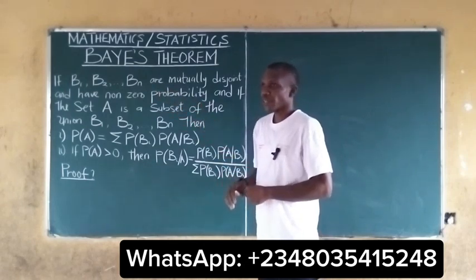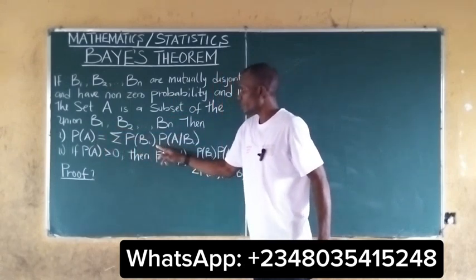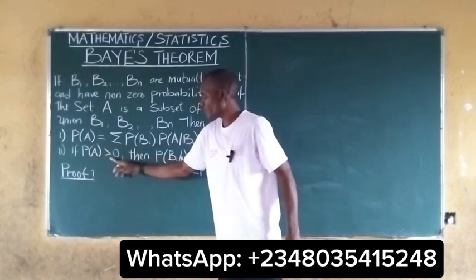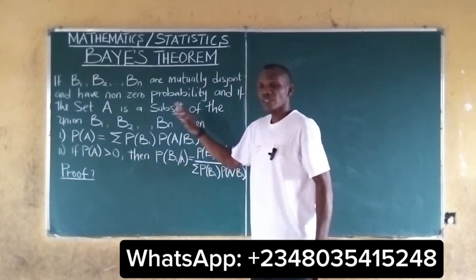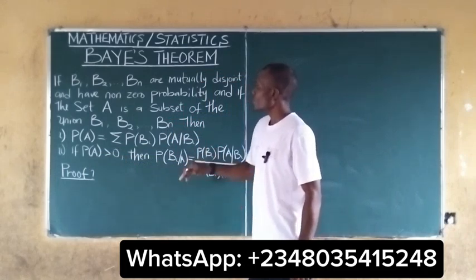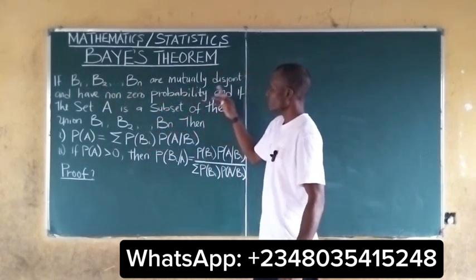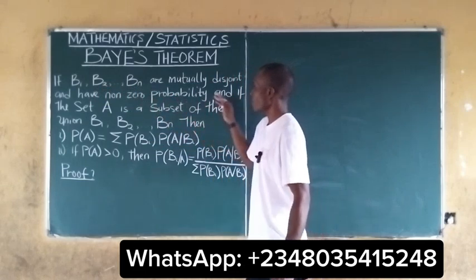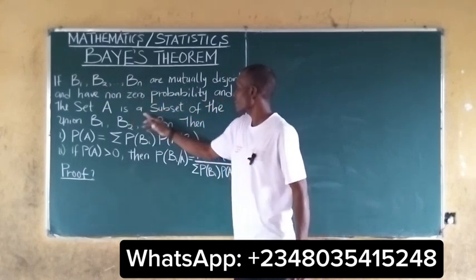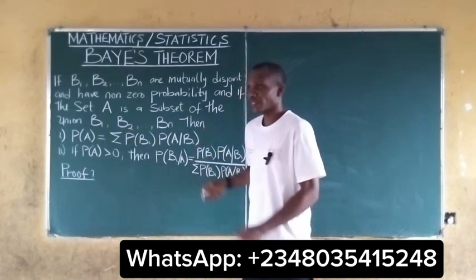We have a question here, and we are asked to prove that probability of A is equal to this. And if probability of A is greater than 0, then this. It is called the Bayes theorem. So we say if B1, B2 to Bn are mutually disjoint and have non-zero probability, and if the set A is a subset of the union of B1, B2, and Bn, then this.